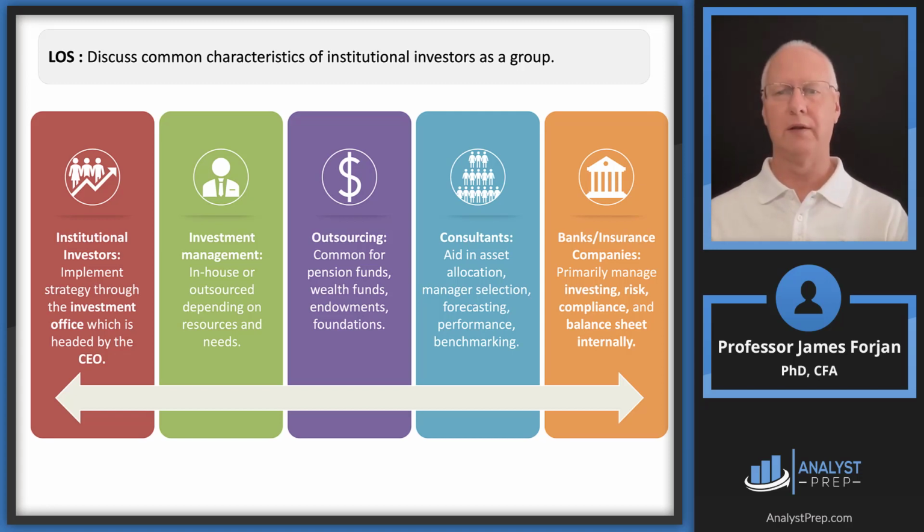Consultants, of course, we're going to need help, right? Unless we're this massive company and we have experts in-house, we're probably going to need to hire somebody out there. Yeah, look at the orange column out there for banks and insurance companies. So what is this? Primarily manage investing and risk. So balance sheet. This is what I was saying earlier.